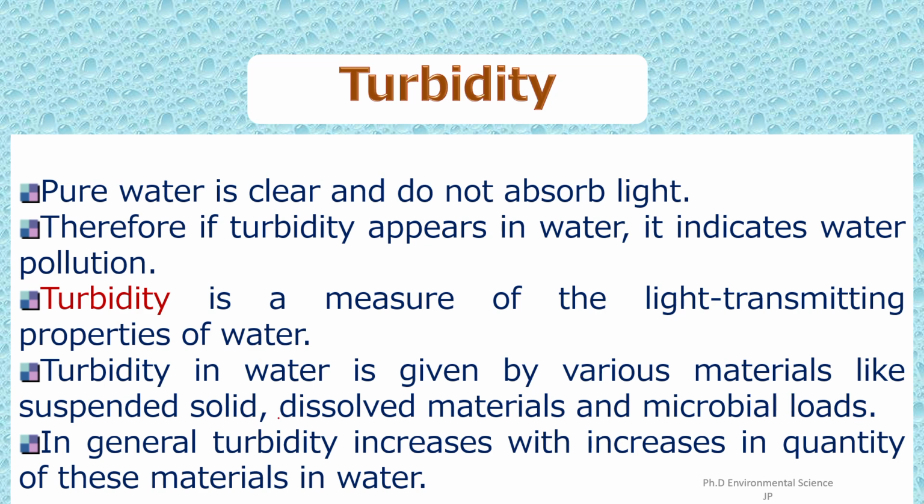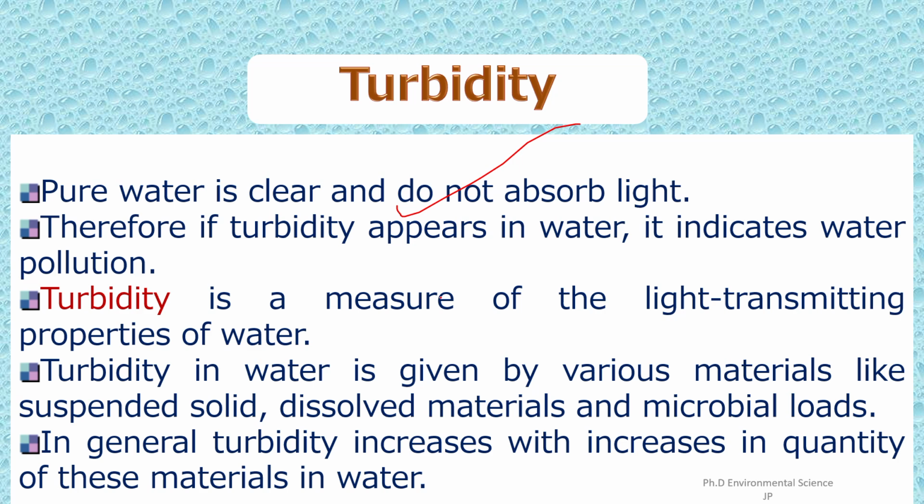Turbidity refers to the cloudiness or haziness of water caused by suspended particles that scatter and absorb light. Pure water, which is clear and transparent, does not absorb light because there are no particles to scatter it. When turbidity appears in water, it indicates that there are substances present that are causing the water to become cloudy. These substances can include suspended solids like silt, clay, organic matter, then various dissolved materials, and microbial loads.